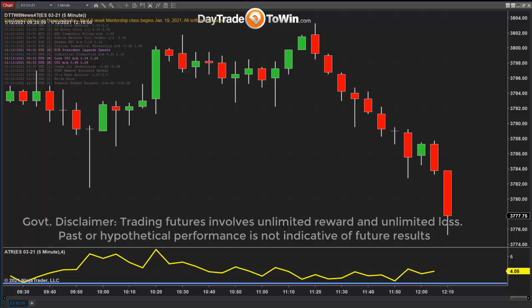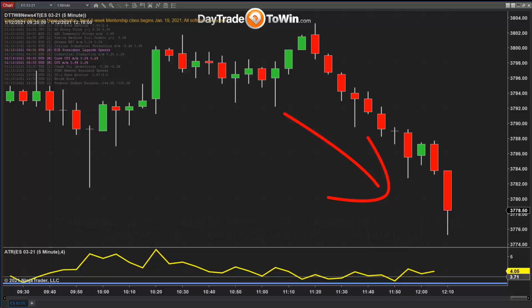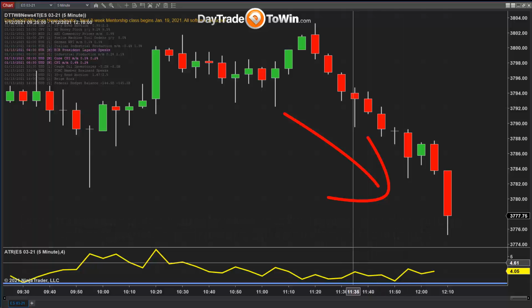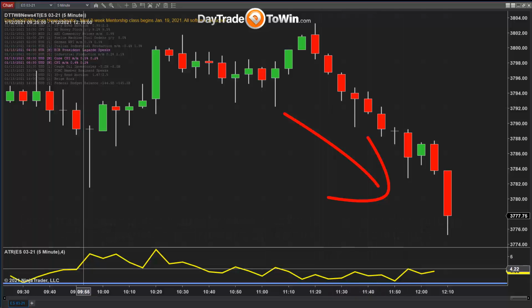Hello traders, today is January 12th, 2021, and what we're looking at is the market beginning to drop and go lower. This is something that I've been expecting the market to do, and here's an opportunity to look at how we can go short, and at what price we can go short.